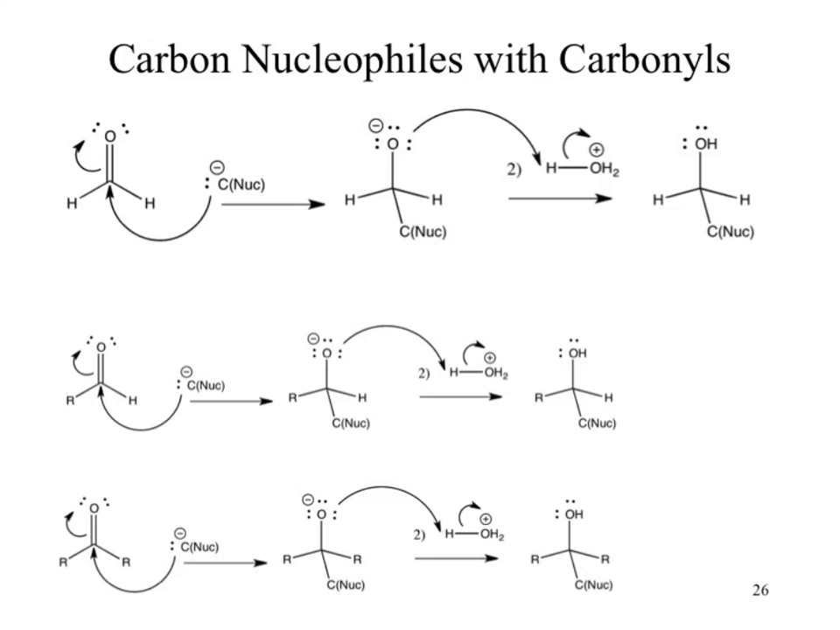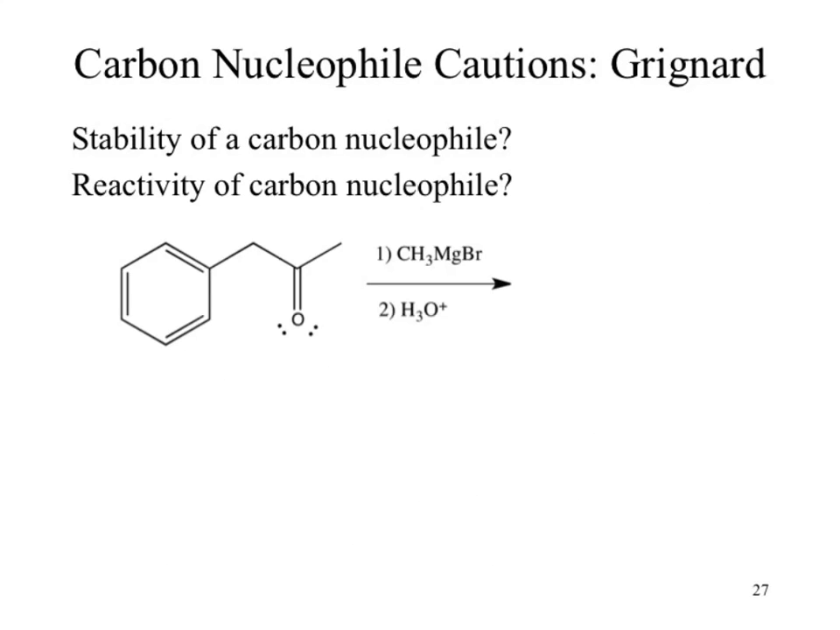Okay? What type of reaction did we do overall with all of these? It's an addition. What did we add? Carbon nucleophile and hydrogen. We added 2 things. That's what happens when we do our addition reactions. We always add 2 things to our structure. Okay? Stability of the carbon nucleophile versus reactivity.